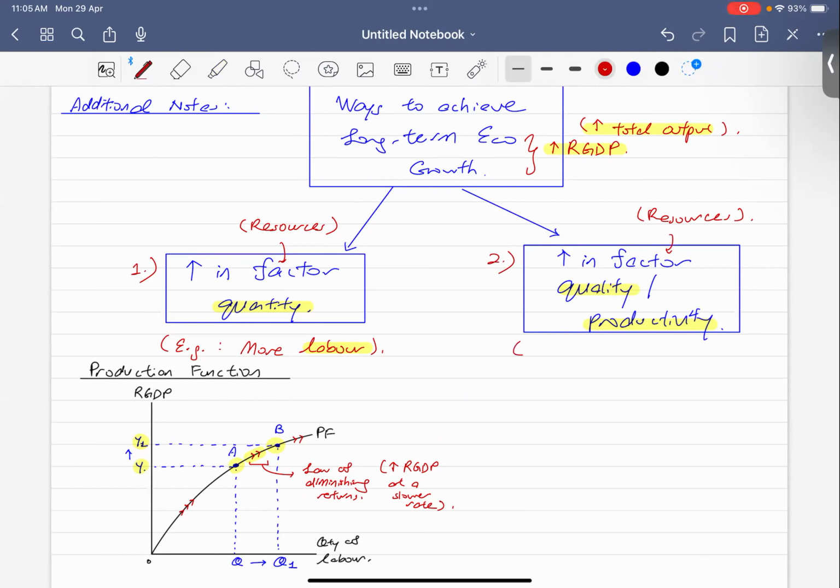Now, for examples, as long as the examples relate to these three terms that we divide, first one, increase in physical capital. What is physical capital? Physical capital means equipment, machineries, and technology. Okay, increase in physical capital.